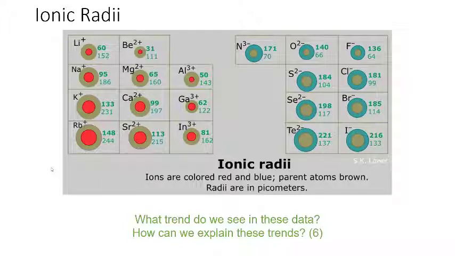So now, how does turning an atom into an ion affect the radius? Here we show a schematic showing the atomic radius versus the ionic radius. The ions are colored red or blue for cations and anions respectively, and the parent atoms are in brown. The radii that are presented to you are in picometers. So take a moment to pause the video and observe the trends that you see, and see if you can develop for yourself the trends for cations versus anions.